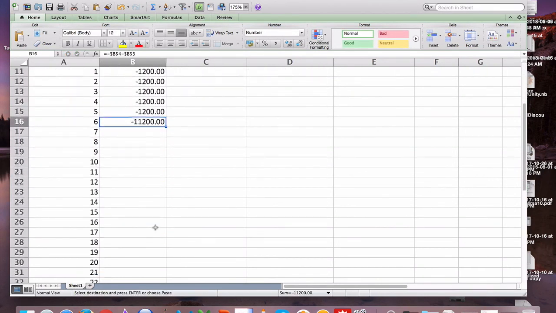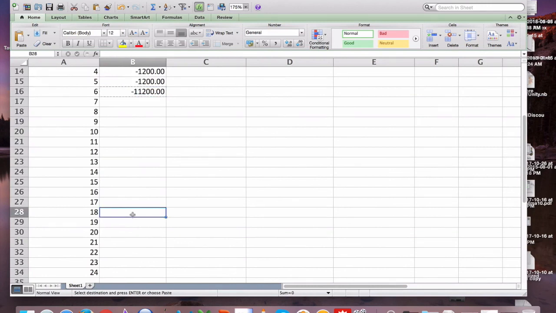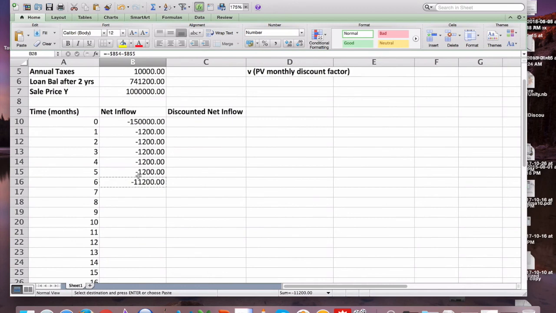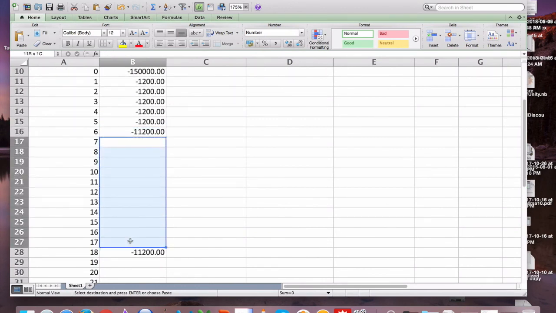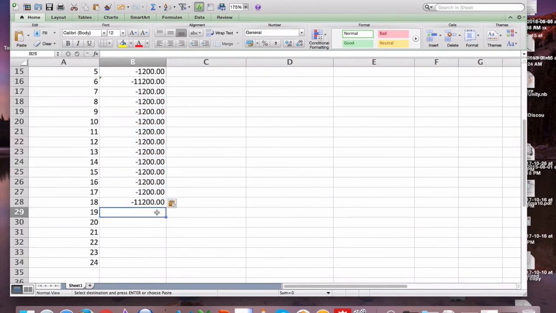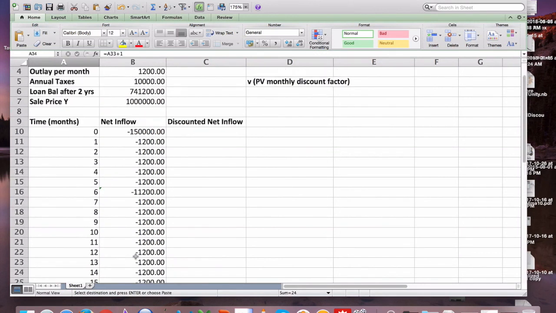Copy and paste it to time 18, which is row 28. And now I got those numbers correct. Copy and paste the negative 1200 formula into the other cells, 7 through 17. I'm just copying and pasting here. And 19 through 23.